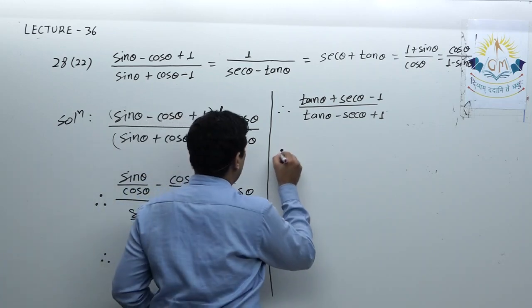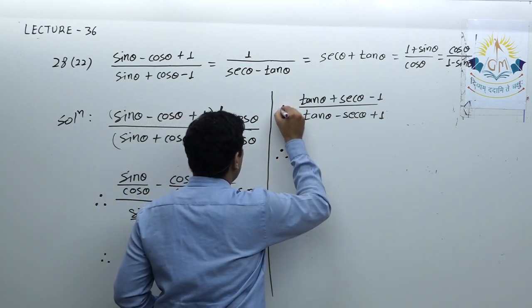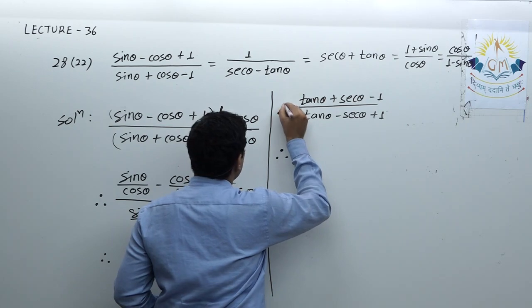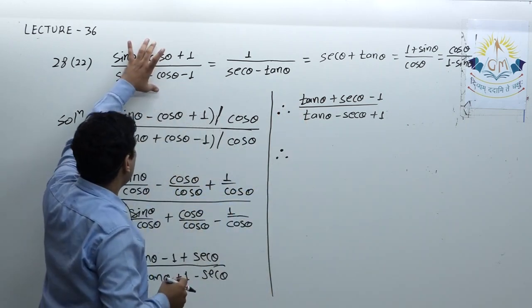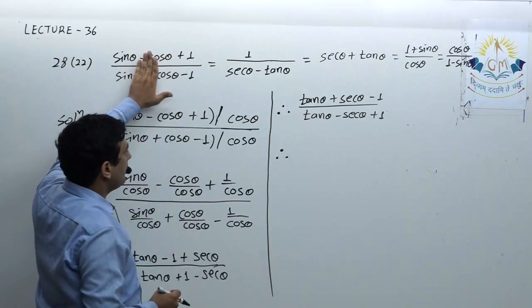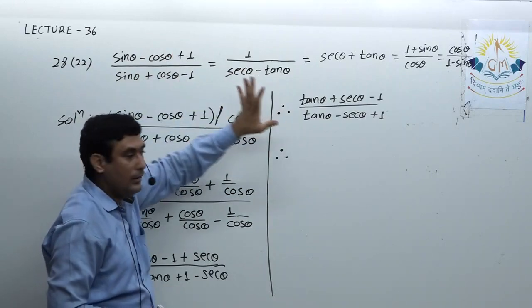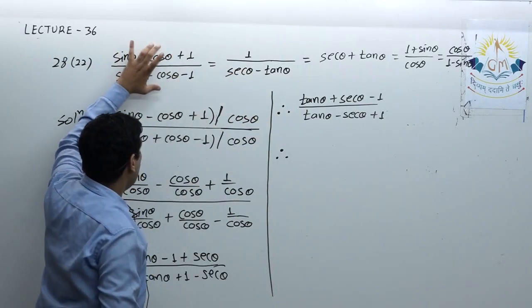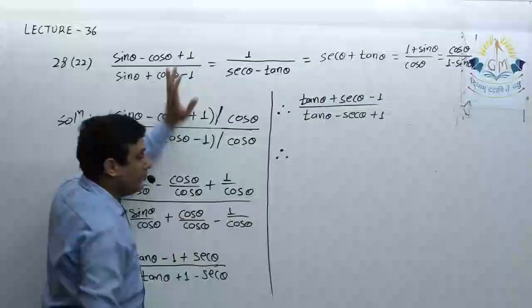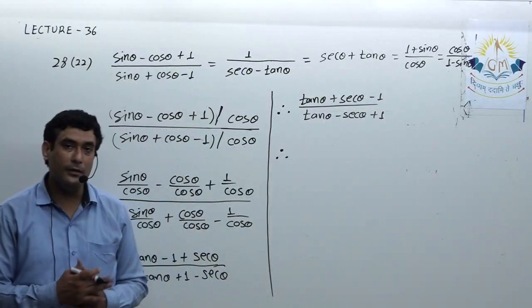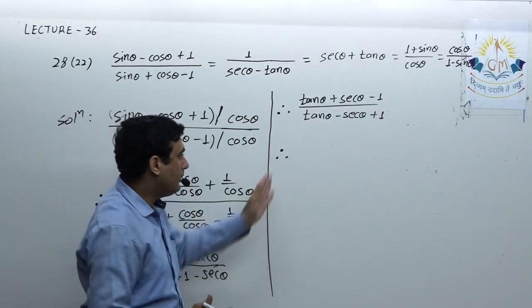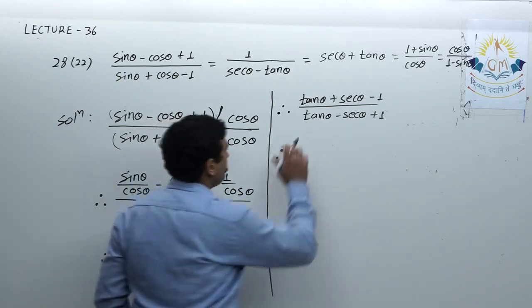Now what next? Before I proceed, let me clear one thing more. Here I am trying to solve this by converting it into sec and tan form. But if I want to solve it by taking sin and cos only, it is also possible. But that method is longer, that's why I came to this method.